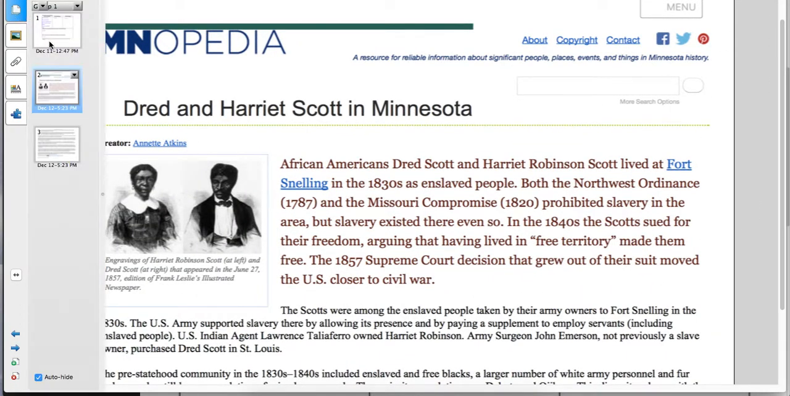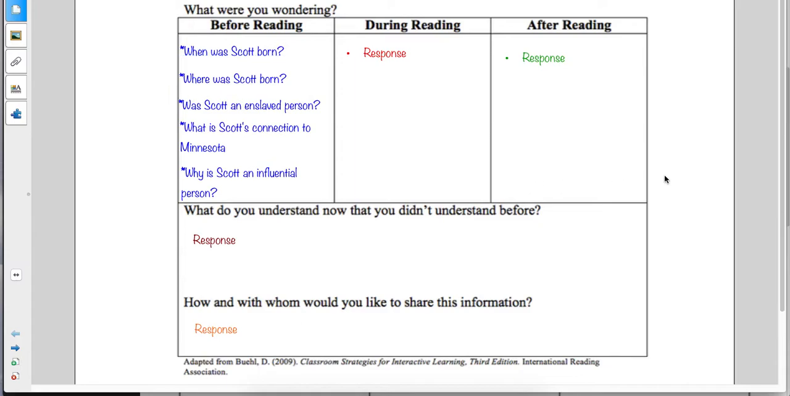Before I even read the article, I need to ask questions. I came up with a list of questions, and they're usually pretty basic at the beginning. When was Scott born? I hope that the article answers this. Where was Scott born? Was Scott an enslaved person? I don't know. Was he enslaved or was he free? What is Scott's connection to Minnesota? So I'm interested. Why Dred Scott in Minnesota? I typically don't associate Dred Scott with Minnesota, but apparently there's a connection. And then, why is Scott an influential person? So really, I want to know a lot more about Scott.